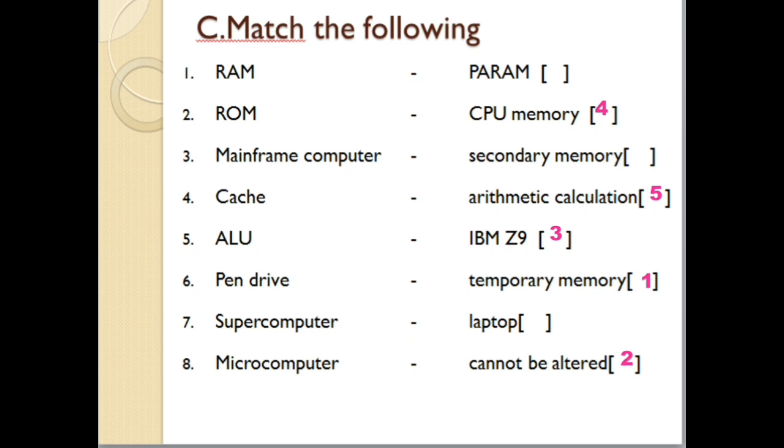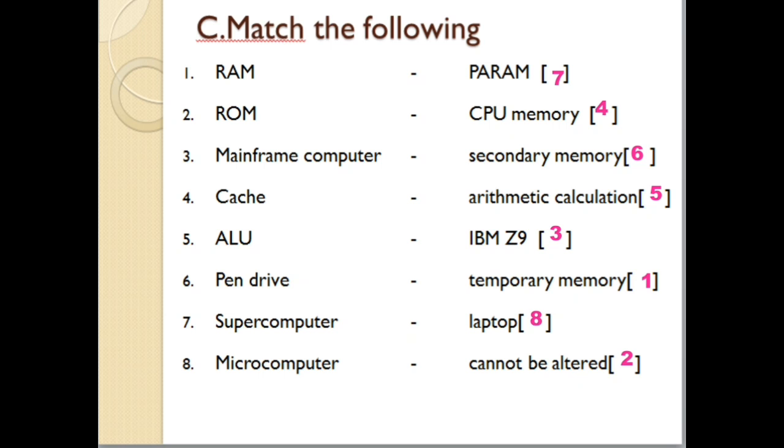The next one is pen drive. Pen drive is one of the secondary memories. The next one is supercomputer. Param is an example of the supercomputer. The next one is microcomputer. A laptop is one type of microcomputer. Okay students, do you understand?